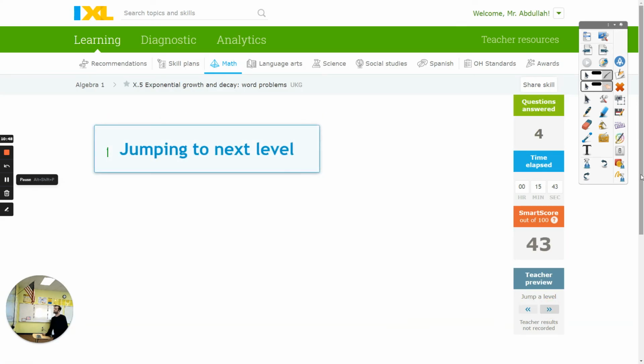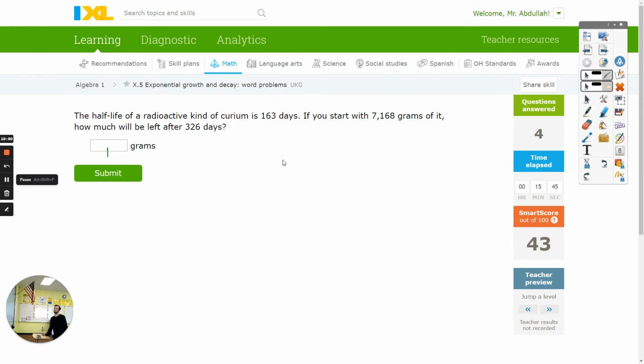Let's skip one level and see the next type of question. I'll pause the video and try to figure this problem out first. Okay, now it works. I didn't even do anything. So now let's read this one. It's pretty similar, so let's do this one as well. The half-life of a radioactive curium is 163 days. If you start with 7,168 grams of it, how much will be left after 326 days?